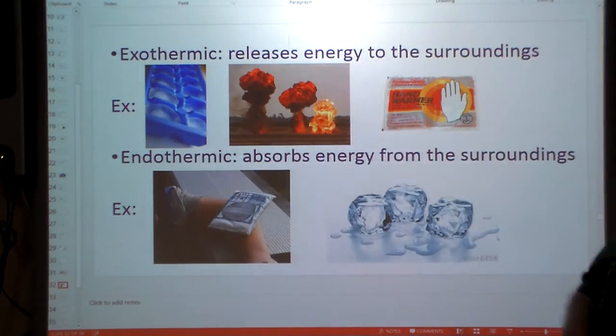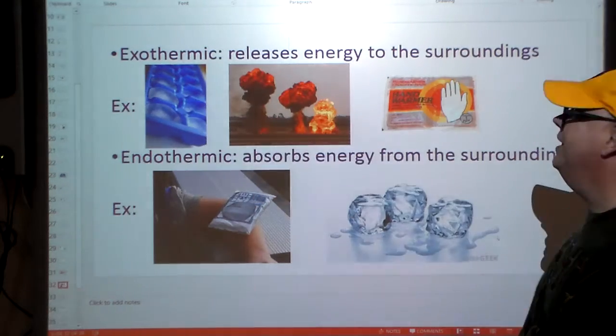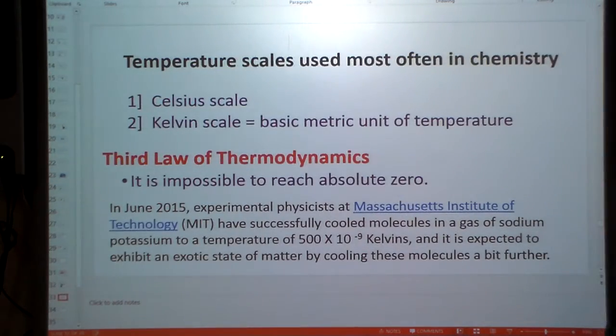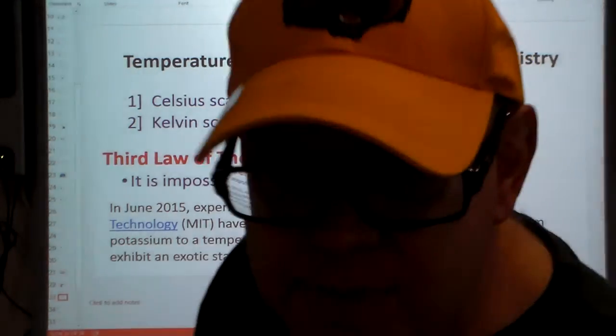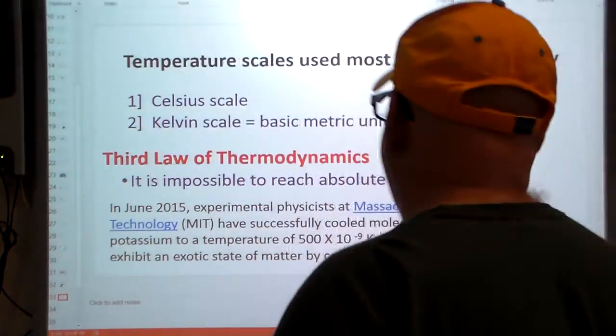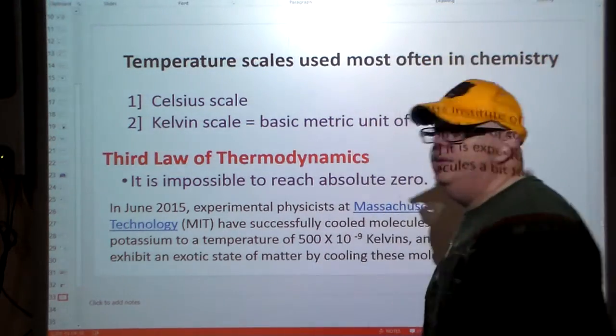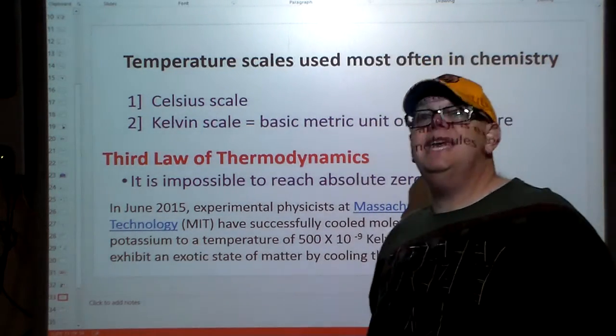So endothermic and exothermic. We are going to do an experiment regarding this. It's going to be awesome. Okay. In order to get at it, we still got to talk about temperature scales, and I got to look at my timing. Oh, crud. Already 15? Okay. Maybe I'm just going to have to make this one stop here.